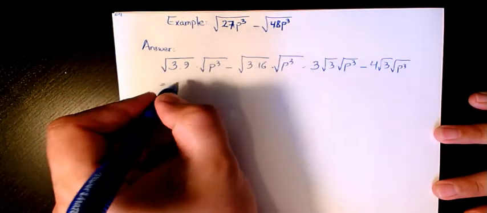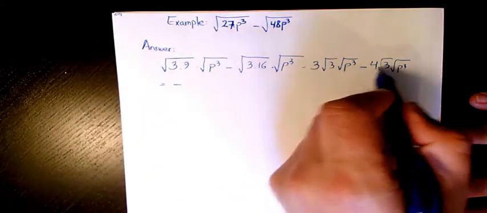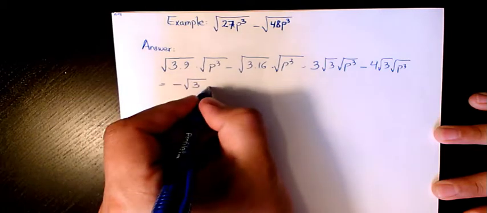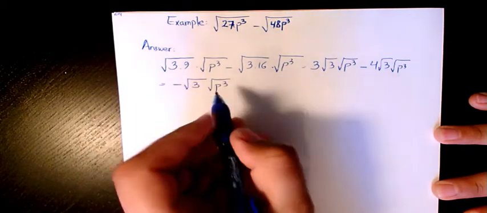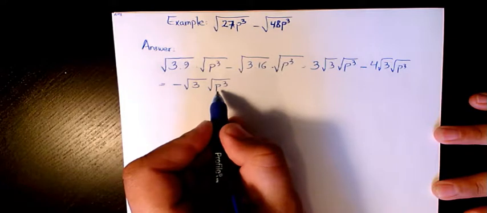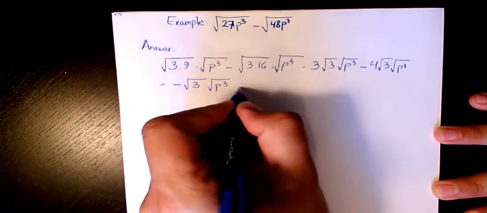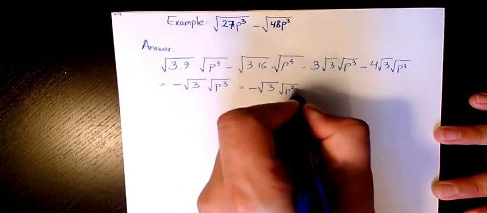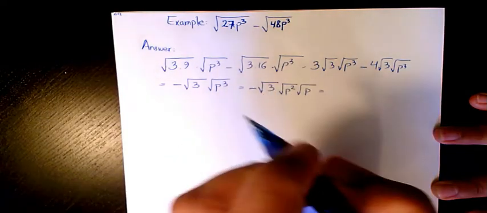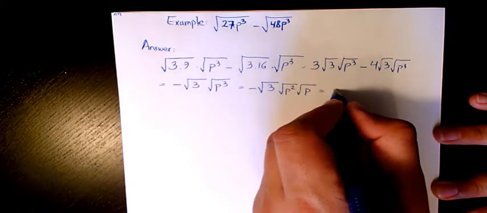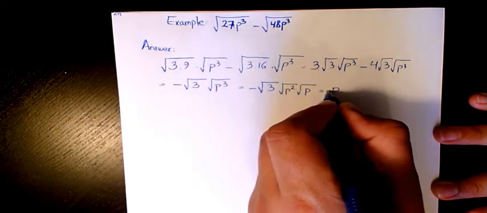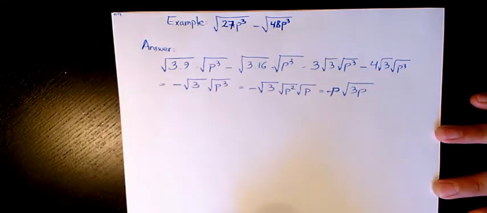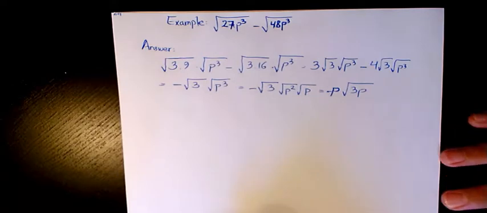Then we can simplify it. It will be negative, 3 minus 4 is going to be negative 1, or negative root 3 root p cubed. And this one is p squared times p, so it will change to finally p, or negative p root 3p. Okay, that's the final answer.